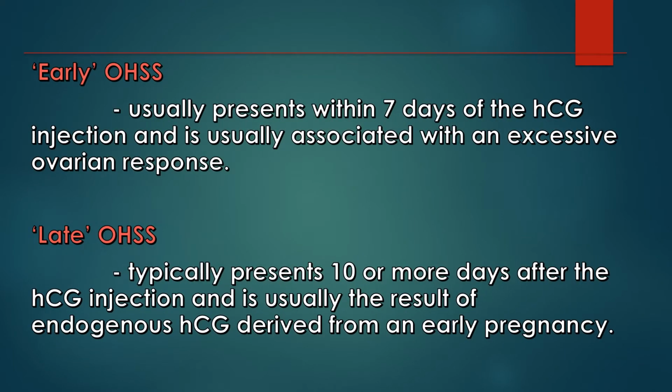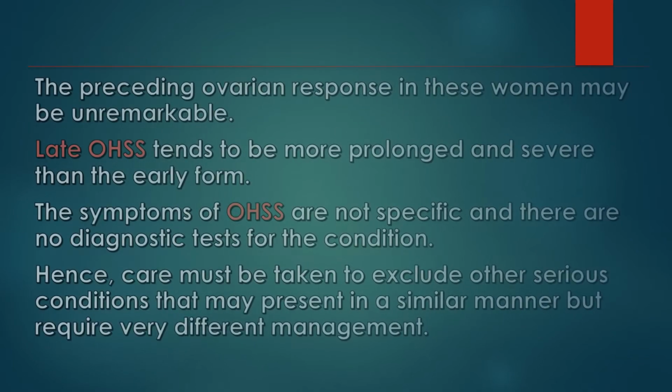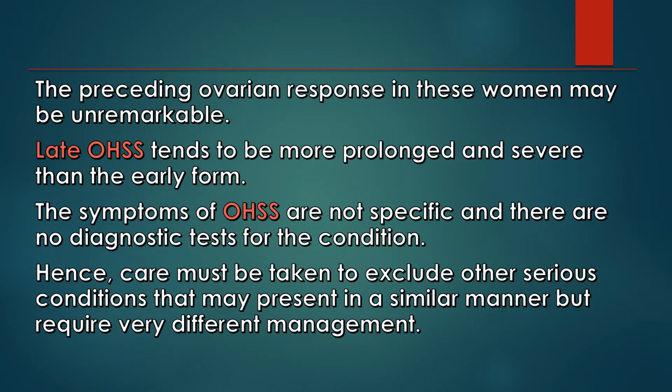Early OHSS usually presents within 7 days of the human chorionic gonadotrophin injection and is usually associated with an excessive ovarian response. Late OHSS typically presents 10 or more days after the HCG injection and is usually the result of endogenous HCG derived from an early pregnancy. The preceding ovarian response in this woman may be unremarkable. Late ovarian hyperstimulation syndrome tends to be more prolonged and severe than the early form.